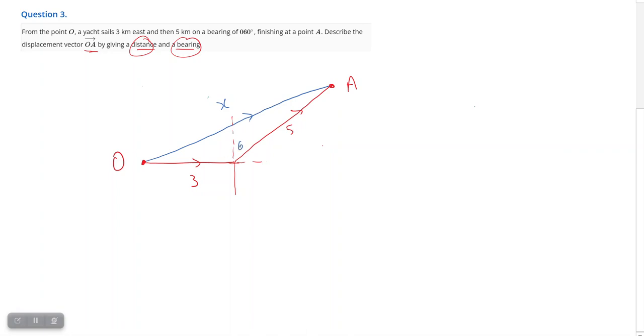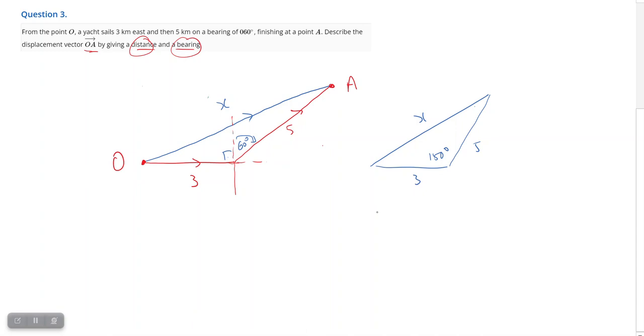Well, I know this is 60, because that's a true bearing of 60. And I know this is 90. If I add them together, I'll just redraw the diagram, 90 plus 60 is 150 degrees. I've got a 3 here, I've got a 5 there. I can work out my x, because it's going to be just a simple cosine rule.